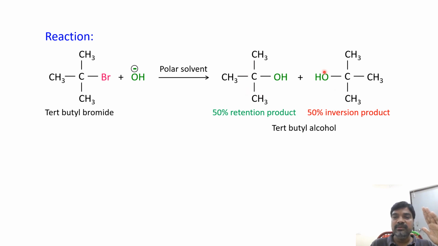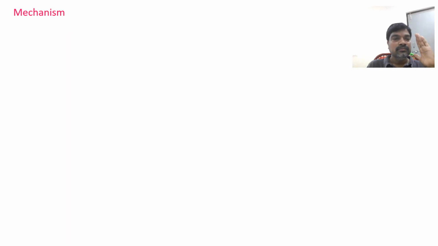However, this is the 50% inversion product, because the OH position is almost opposite to that of the bromine position. Therefore, this is the 50% inversion product. So why 50% retention product and 50% inversion product in the SN1 reaction mechanism? That can be clearly explained by the reaction mechanism. So now we will see the reaction mechanism.